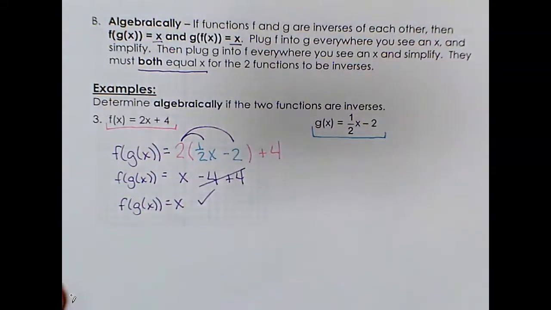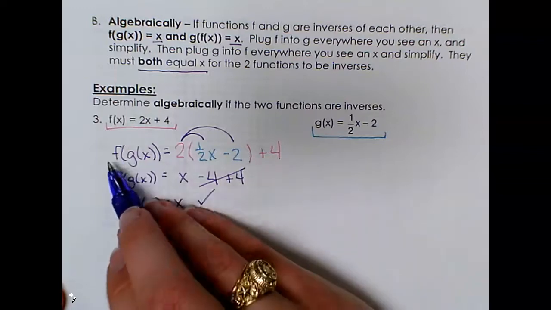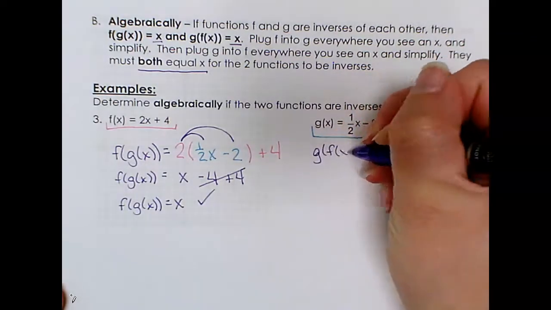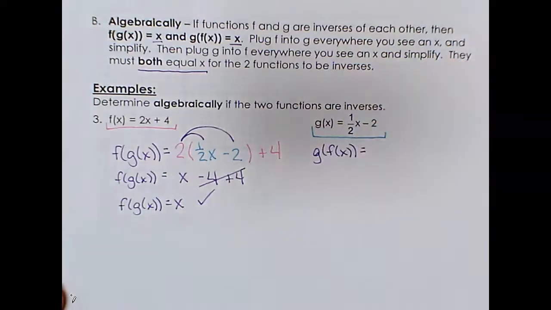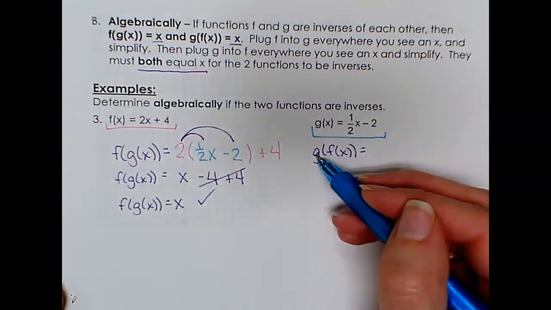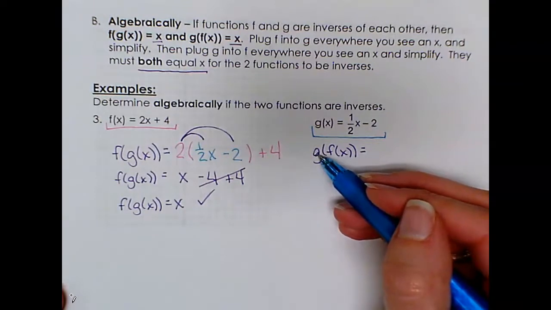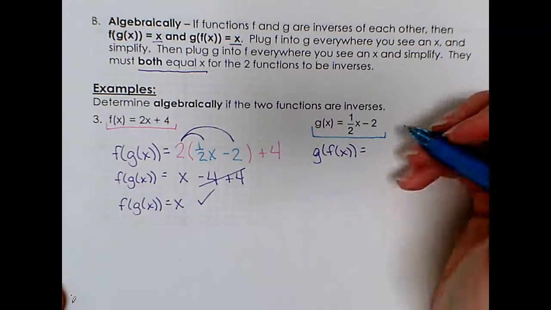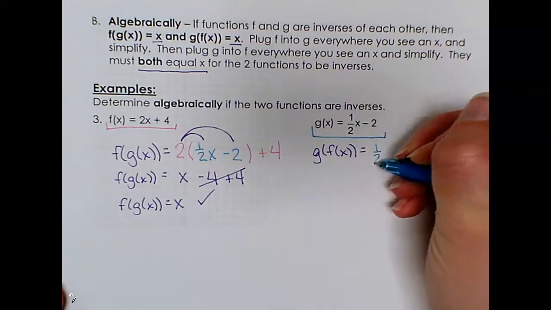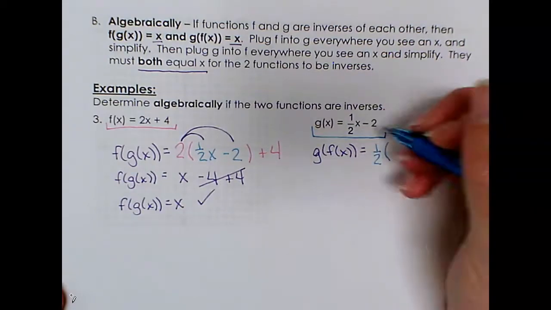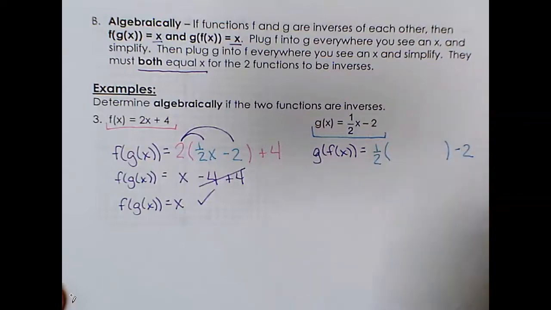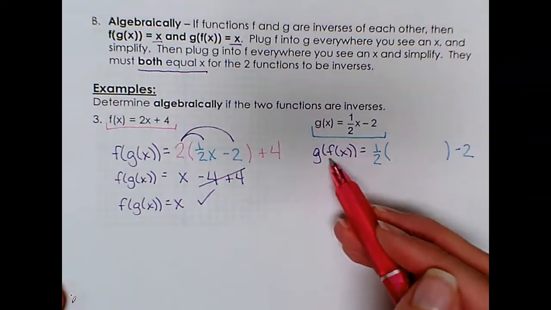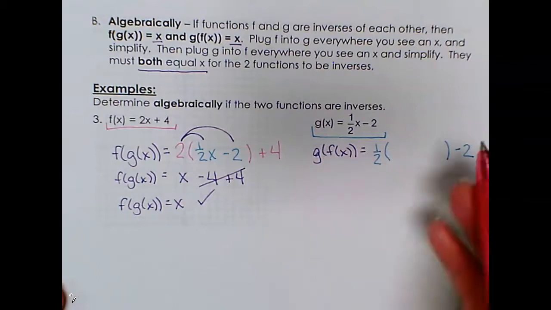So now we have to check the other way around. Here we checked f of g of x. Now we need to check g of f of x. So I'm going to do the same thing. I'm going to write my outer function, but anywhere that there's an x, I'm going to leave parentheses so I can put my other function in there. So 1/2 times x minus 2. And inside the g function, I need to use f of x here. So f of x is 2x plus 4.